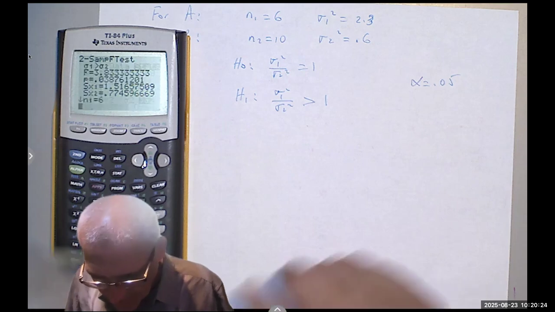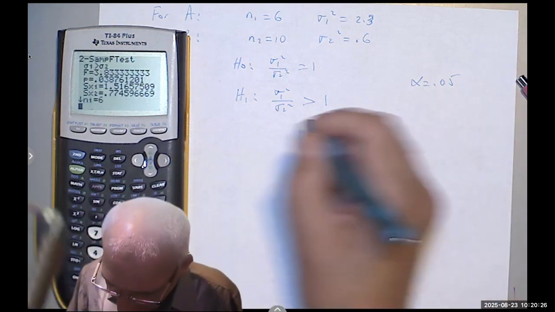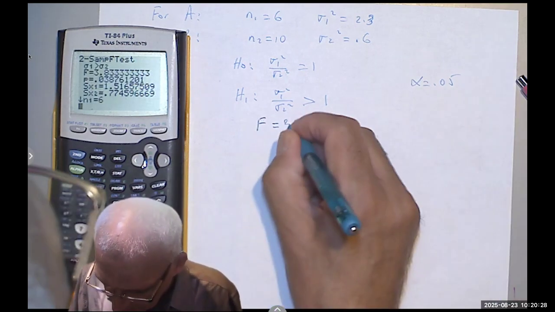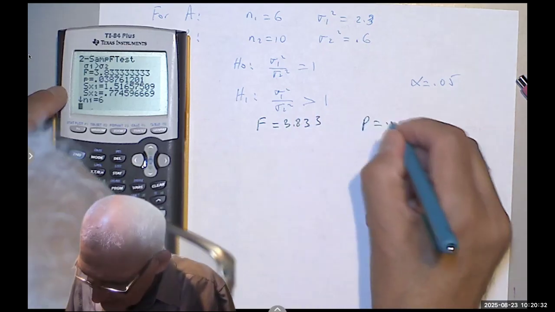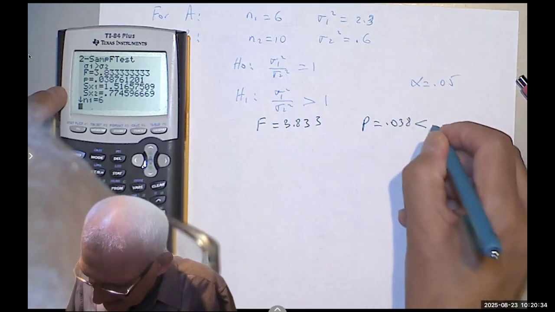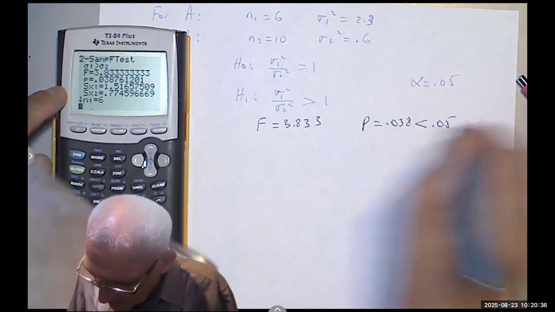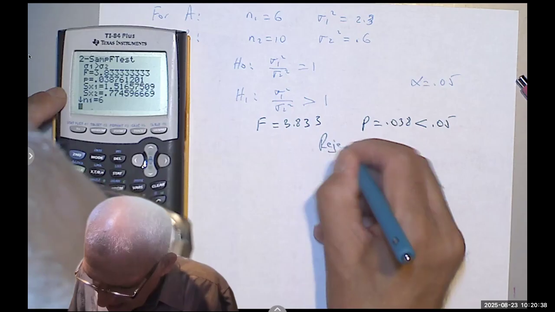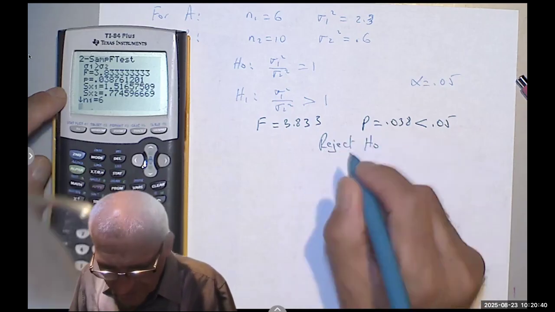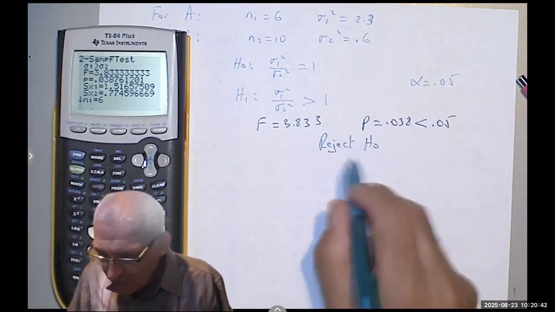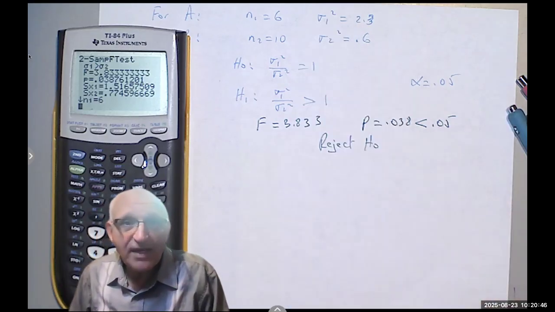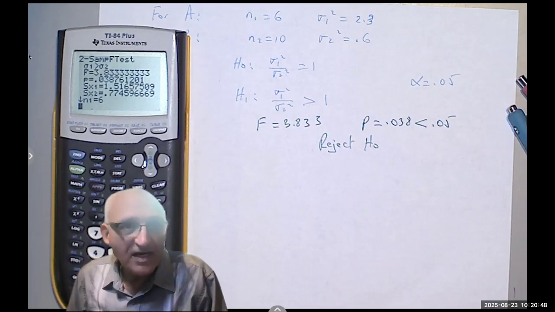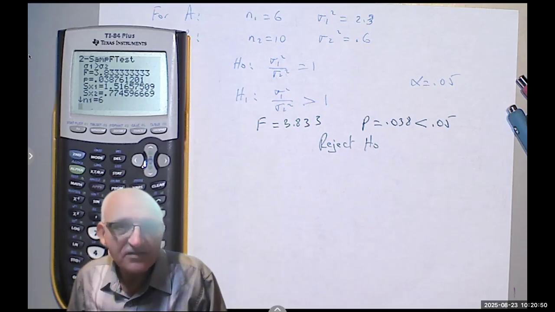And here is the calculation. So I get F equals 3.833. And the p-value is 0.038, which is less than 0.05. So I'm going to reject H sub 0 and conclude that sigma 1 squared is greater than sigma 2 squared at 0.05 level of significance.